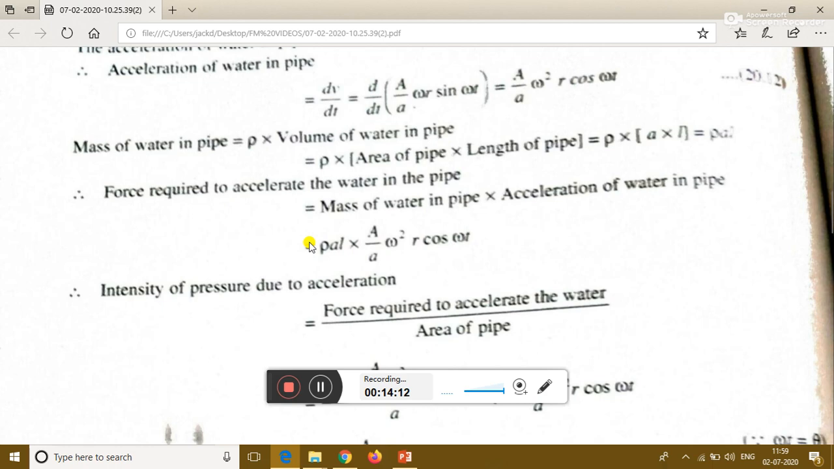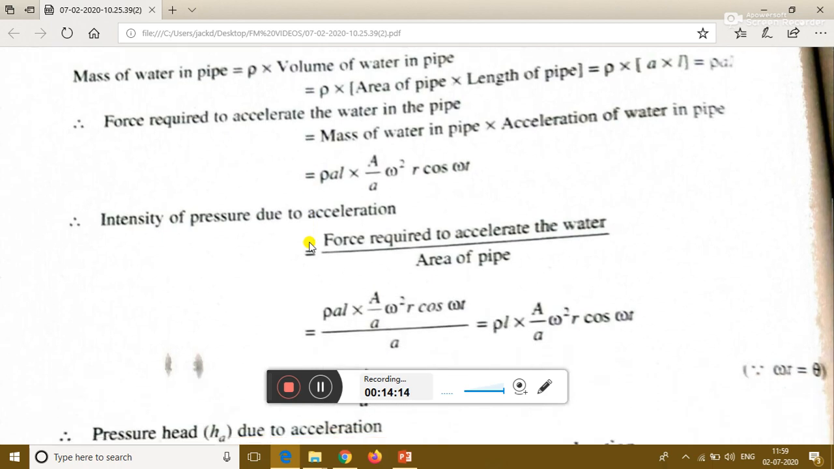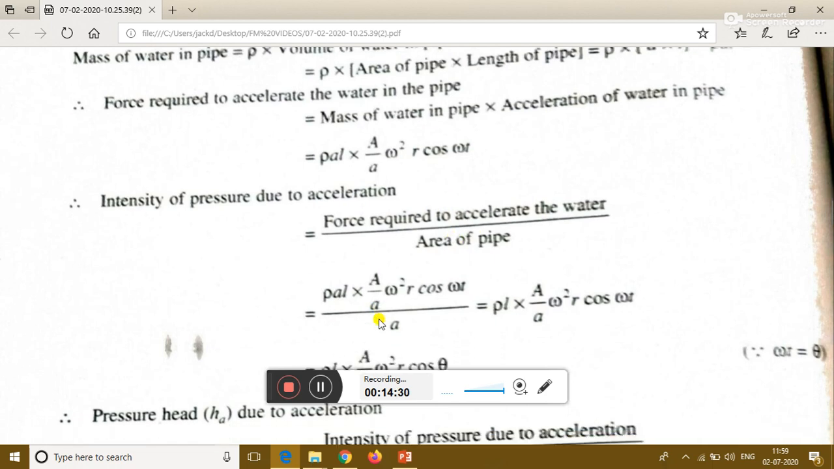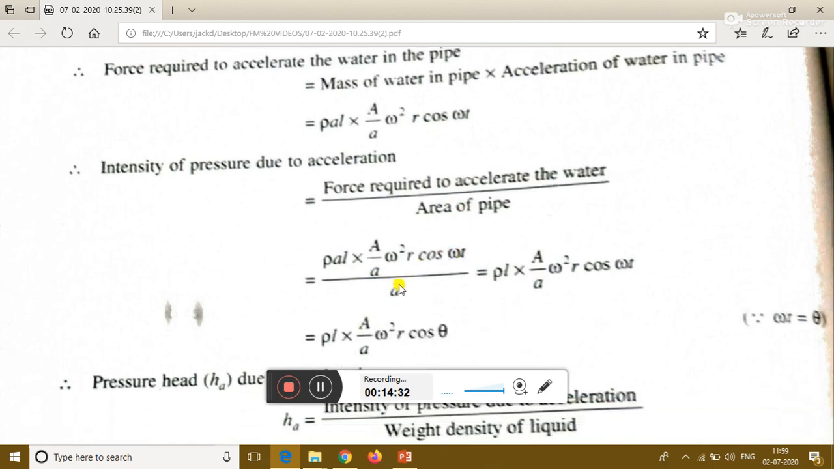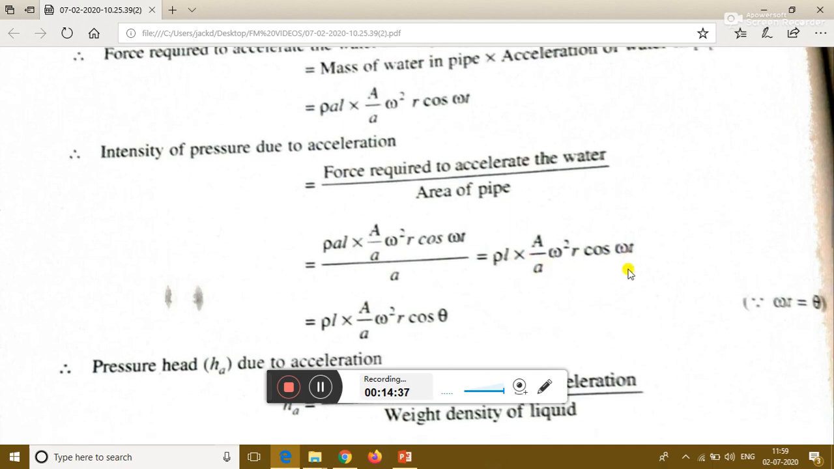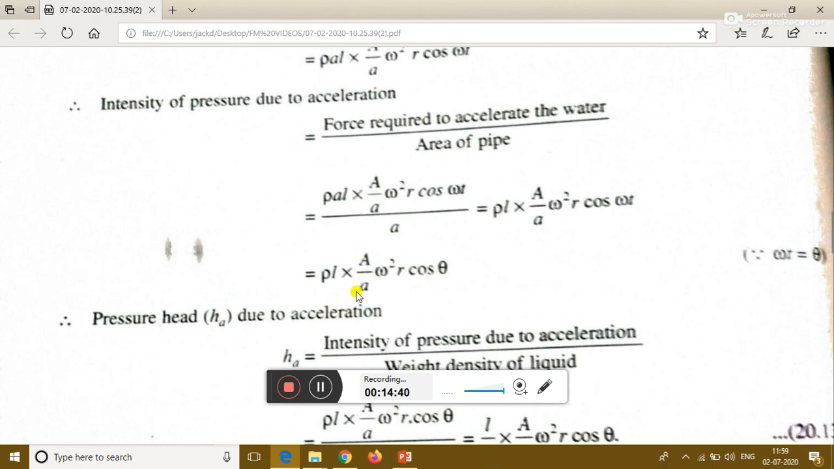That is the force. Now if you have force and area, you can find pressure. Then the intensity of pressure due to acceleration will be the force divided by the area of the pipe. So force accelerating the water divided by area of the pipe, that is rho a L into A by a omega square r cos omega t by small a. You will get rho L into A by a into omega square r cos theta, right?